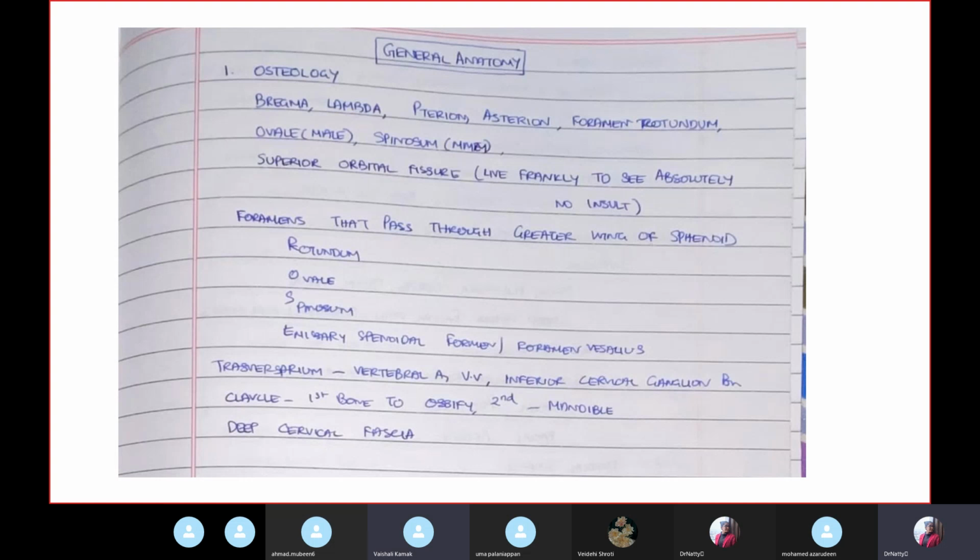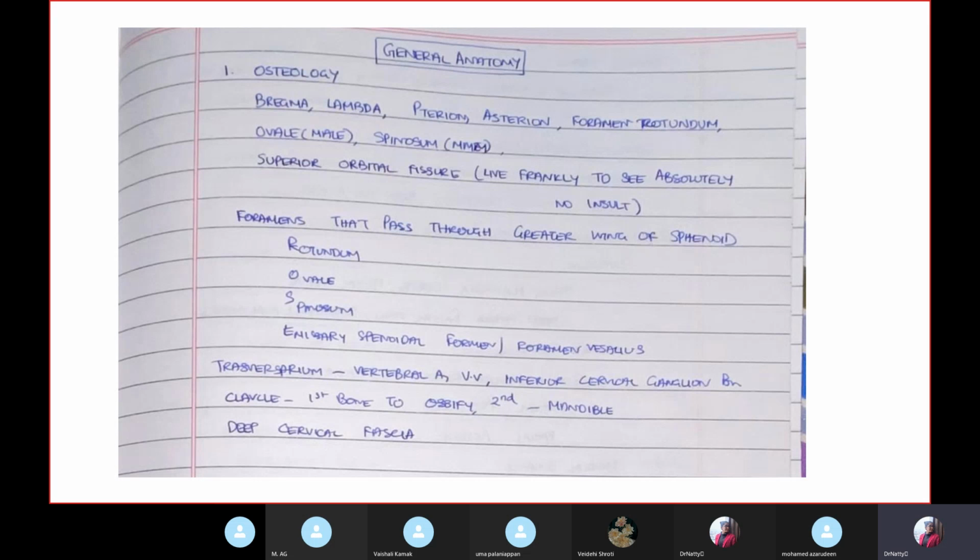Osteology: the bregma and lambda. From MCQ point of view, they'll ask about what is bregma and what is lambda. Bregma is the joining point between the coronal suture and the sagittal suture, whereas lambda is the joining point between the sagittal suture and the lambdoid suture, that is near the occipital bone.